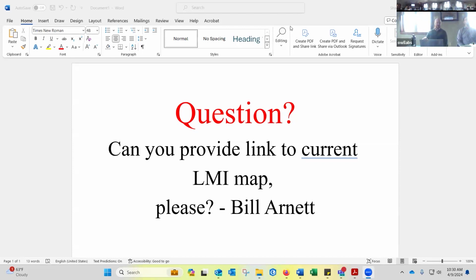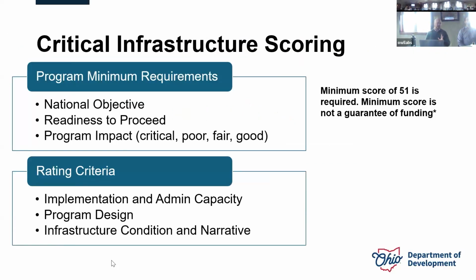So now for the critical infrastructure program, the minimum thresholds for this program are, once again, meeting that national objective, which most likely is that LMI area-wide benefit. There are a couple other instances where it could qualify as a different national objective, like slum and blight. I will say to reference the consolidated plan if you want a complete summary of all those different national objectives, but in general, most of these projects qualify as some type of LMI area-wide benefit.